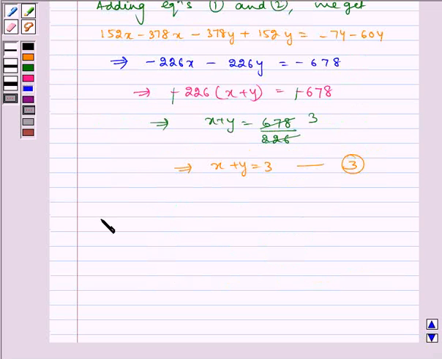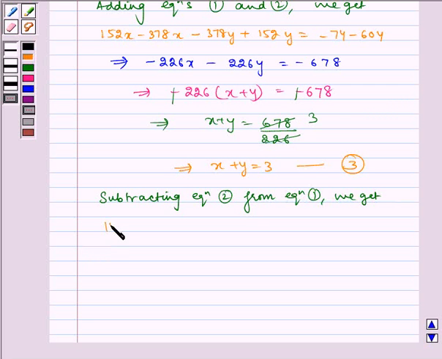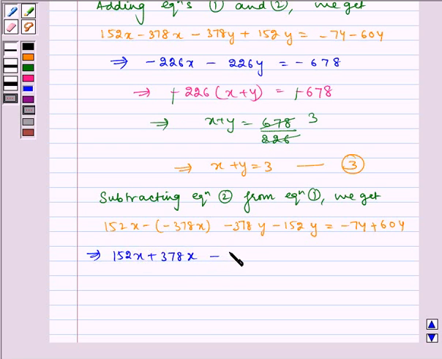Now, subtracting equation 2 from equation 1, we get 152x minus minus of 378x minus 378y minus 152y is equal to minus 74 minus minus 604, which implies 152x plus 378x minus 530y is equal to 530, which implies 530x minus 530y is equal to 530.